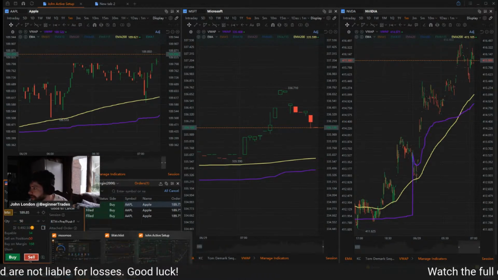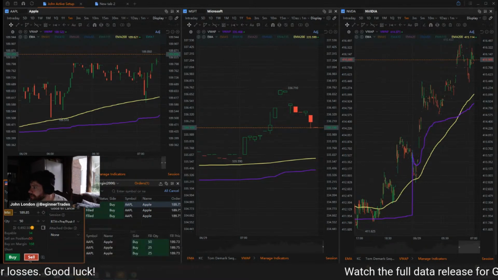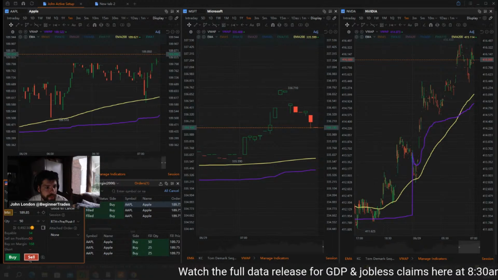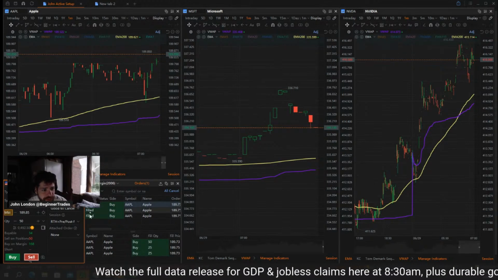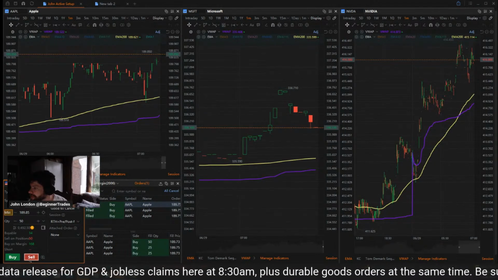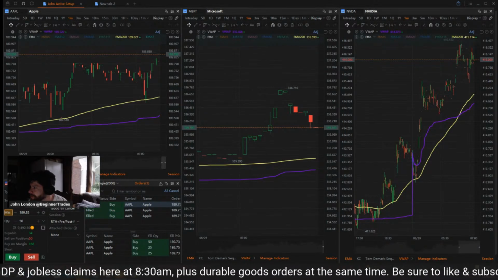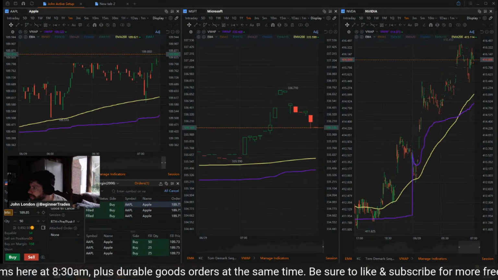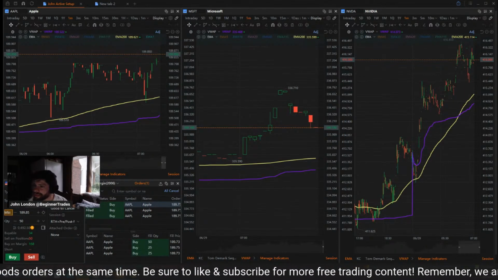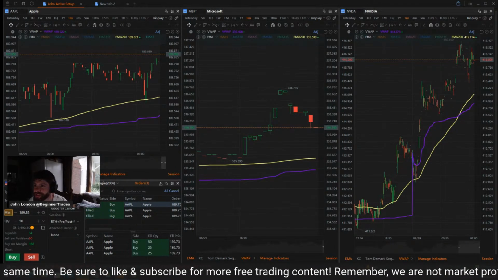On out of 50. You can see how quick the pre-market fills are, which are really nice. All right, so yeah, we are in and out of Apple. I'll take it. First trade on Moo is actually green.